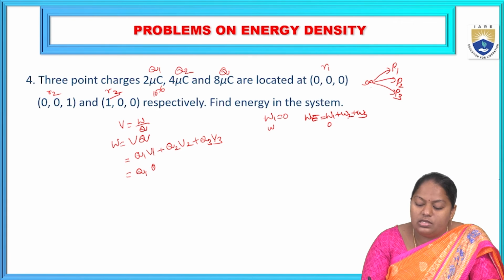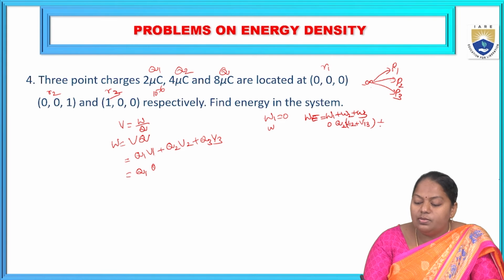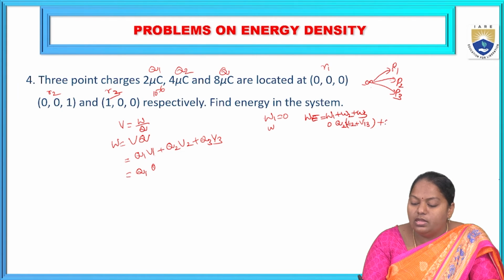To write the formula for W2, the charge associated with W2 is Q2 due to the potential from 1 to 2. So that can be considered as V12 and, related to the third, also V13. Similarly, for the next one, the charge associated is Q3, and it can be written as V21 plus V23.